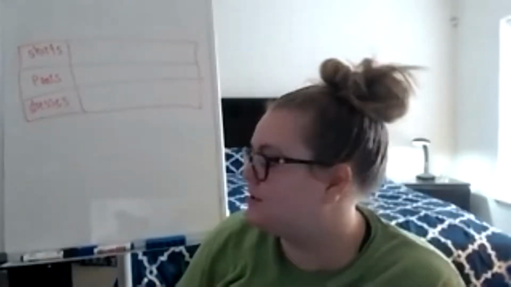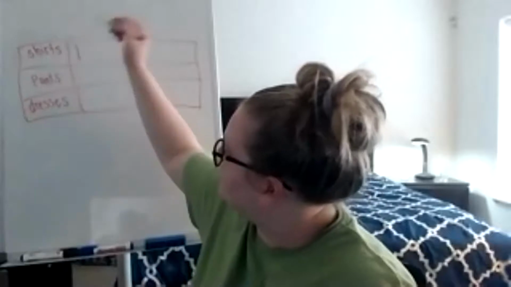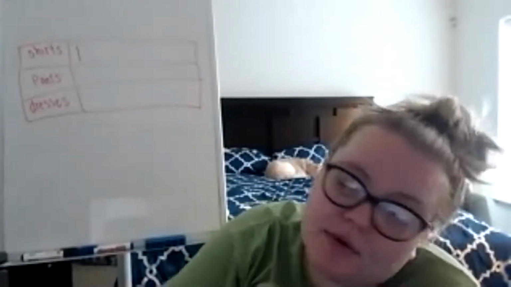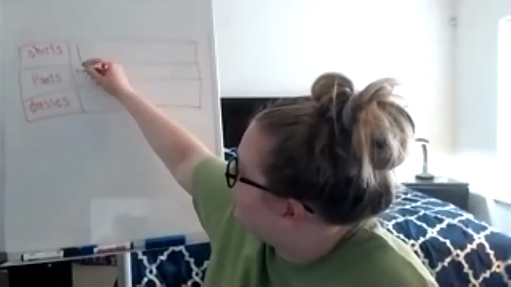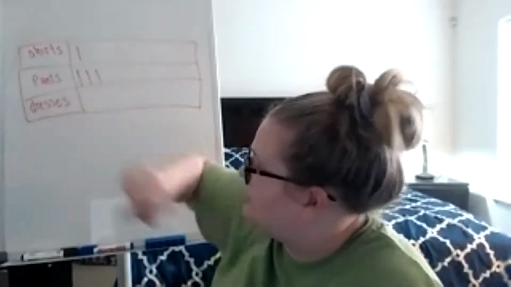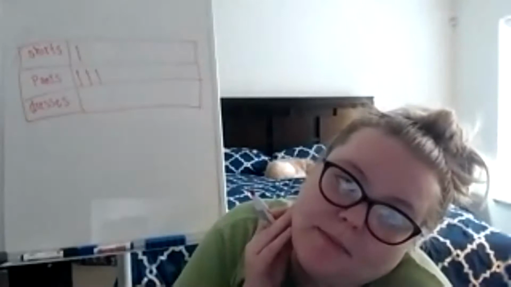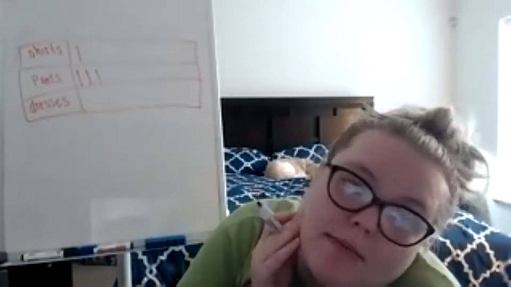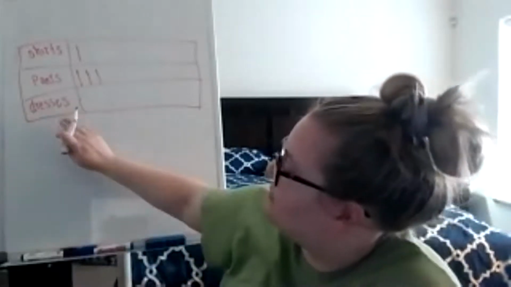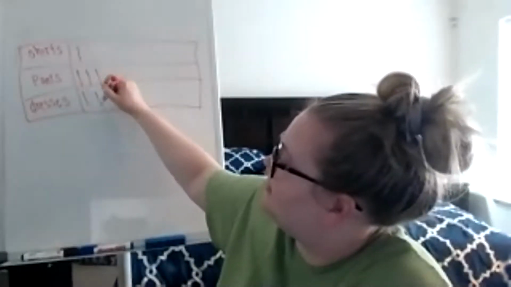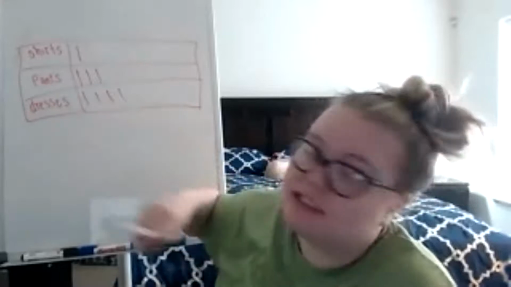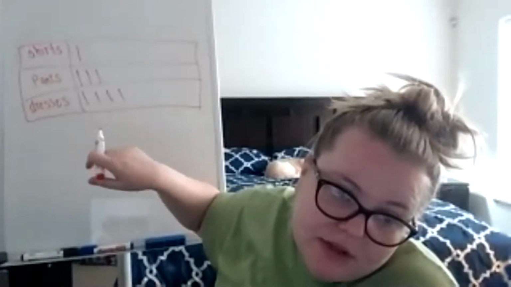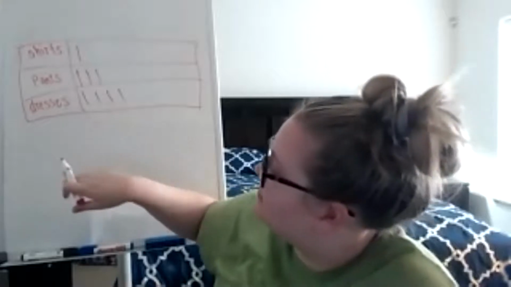So every time you sort or fold a shirt, give that a tally. Every time you sort or fold a pair of pants, give those a tally. Every time you hang up or fold or whatever with a dress, give that a tally. I'm just pretending how many we have of each so that I can show you how to make the graph.